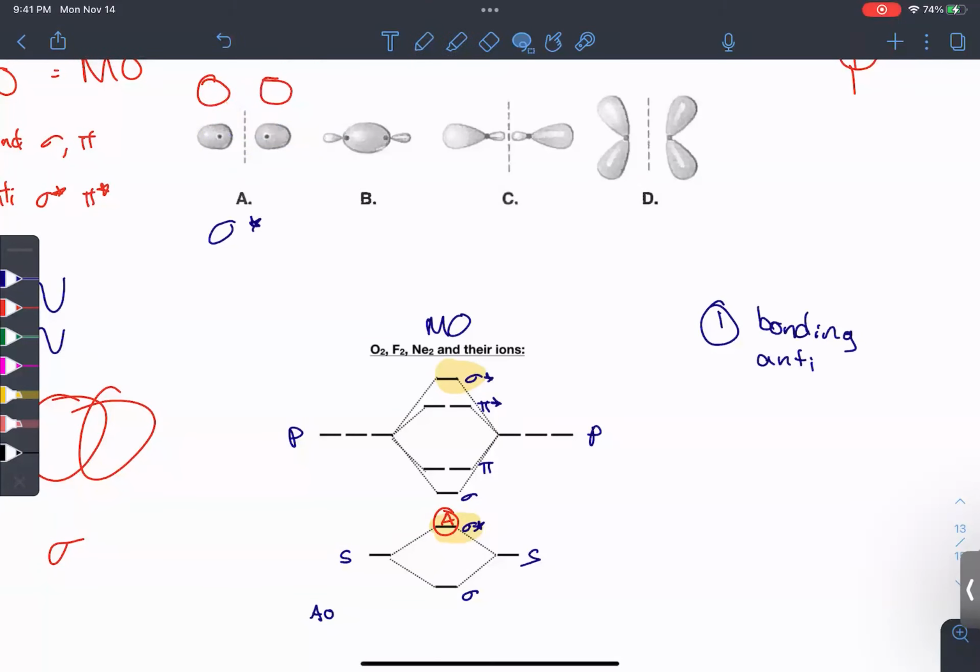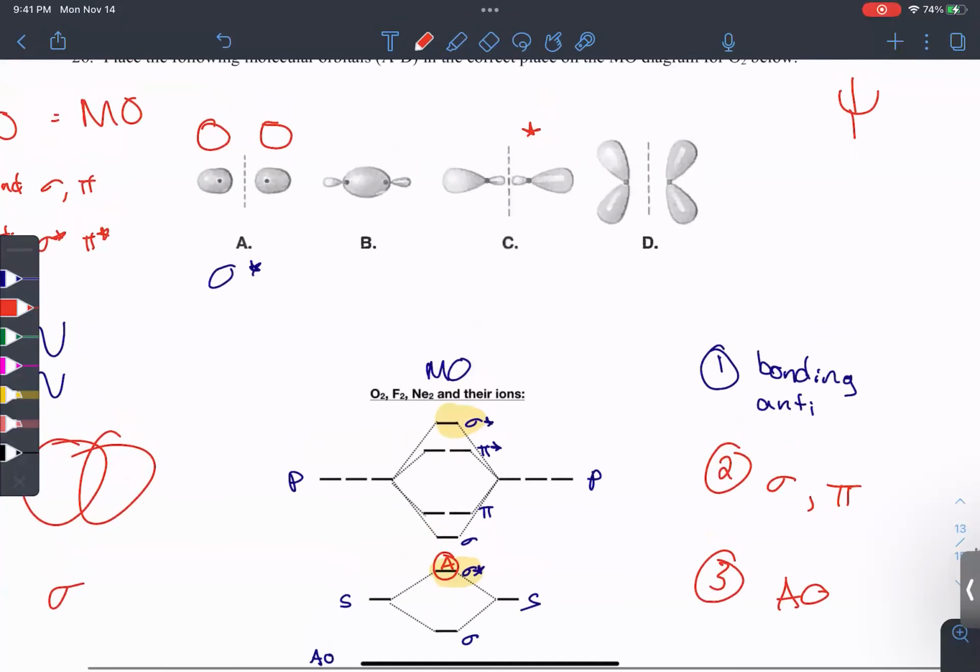Do we have another sigma star interaction in here? Yeah, C. C is also a sigma star, right? There's a lack of electron density between the 2 atoms. You actually see a node here, so we know it's star. I guess I never got to my second step. We want to say, is it sigma or pi interaction? So is it head on or is it side by side? And then the third one is you want to think about what atomic orbitals are making those MOs.